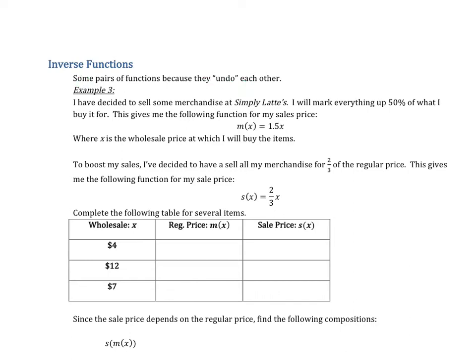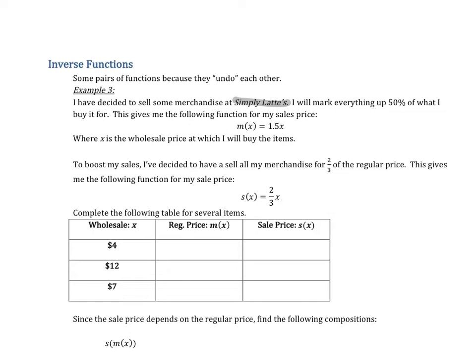So let's go back to my little example of my new store that I'm going to open, my new shop, Simply Lattes, my coffee shop. I'm going to get some merchandise, and I want to mark everything up 50% of what I buy it for. So I'm going to buy it, I'm going to mark it up. In other words, I got this function here: my merchandise price is going to be 1.5 times x, which is the wholesale price, what I bought it for.